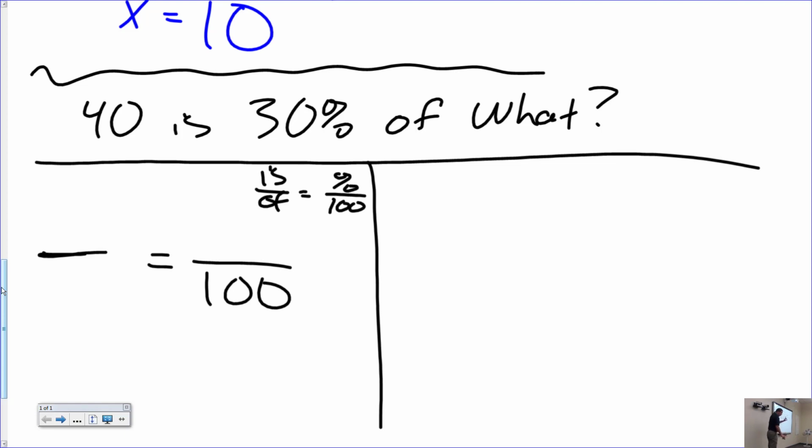So, step 1, work with the percent. 30. Step 2, work with of. What number follows of? X. Go to is last. What number is associated with is? 40. And wherever x is, cross multiply and divide. Okay?